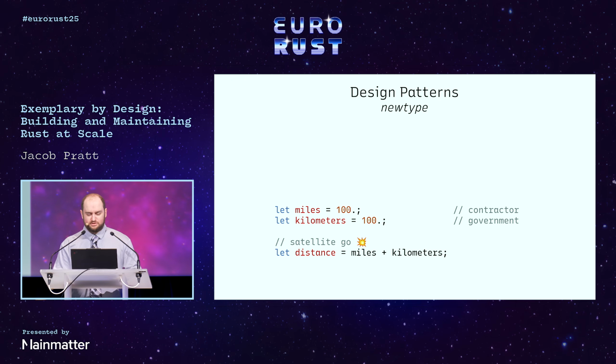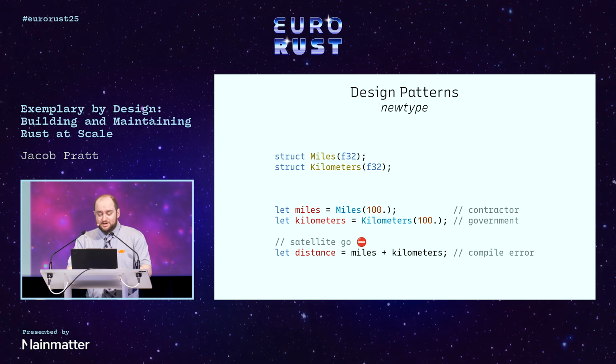And in this purely hypothetical example, we have a contractor using miles and the government using kilometers. Somewhere else in the code, two values get added together, resulting in the loss of hundreds of millions of dollars. How can we avoid this? Sure, we could be careful, but humans are pretty stupid. They're using miles after all.